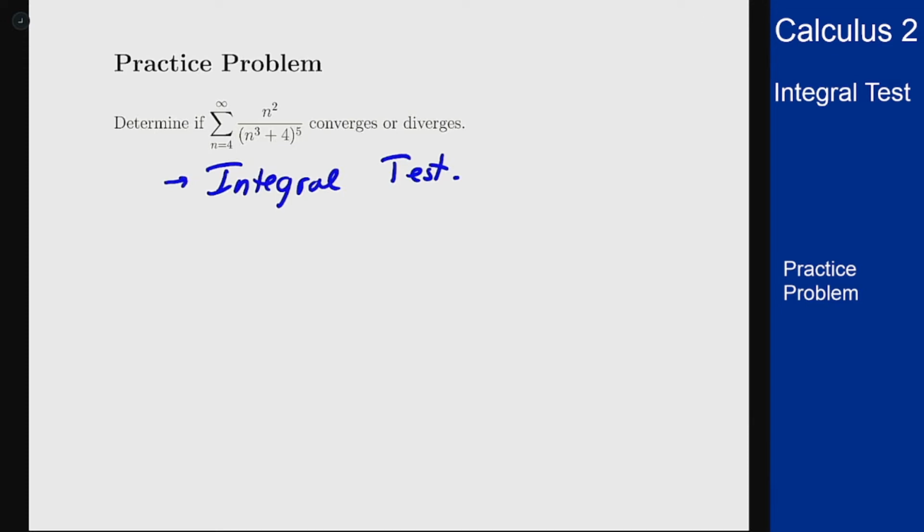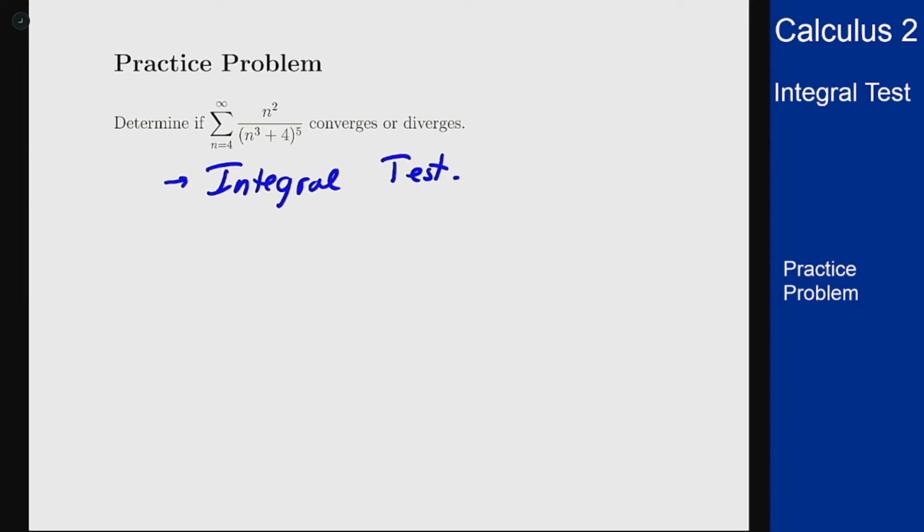So what's the main idea of this test? The idea is I'm going to replace the sequence that is in the series by its corresponding function. And if that improper integral for that function converges, so does the series. And if that improper integral diverges, so does the series.